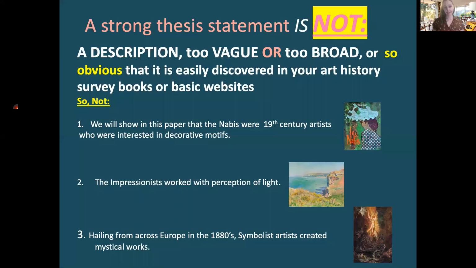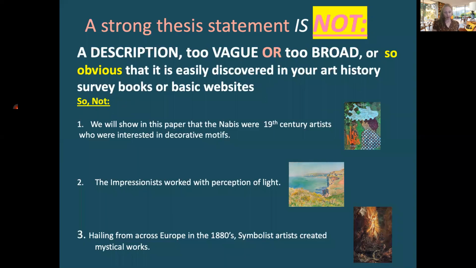So a strong thesis statement is not too easy to already know or find out quickly on Google or Wikipedia. You can't just go to your history book or survey book or basic websites and find this. And it shouldn't just be a description.